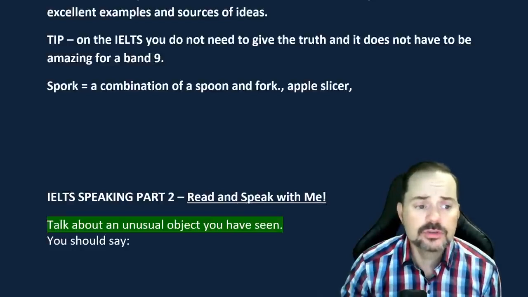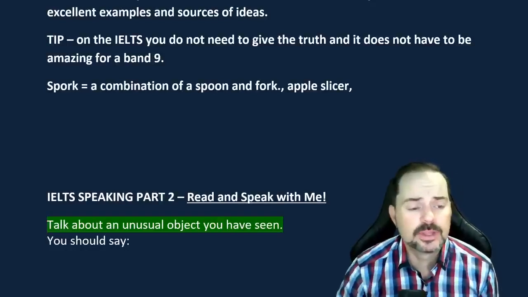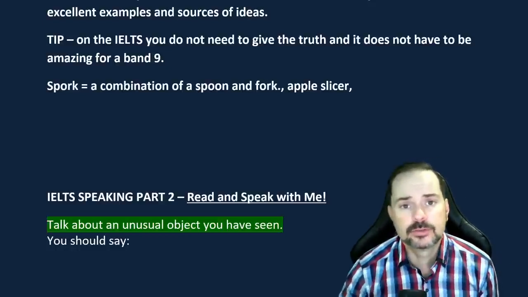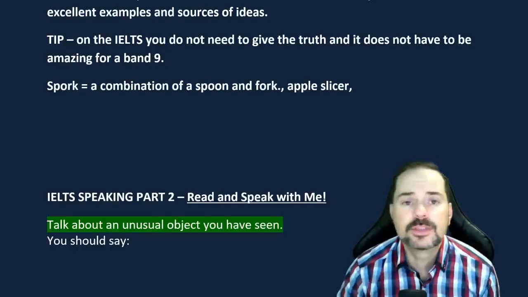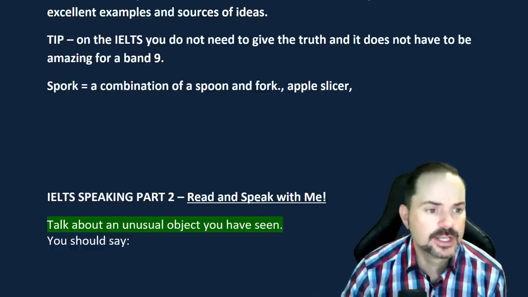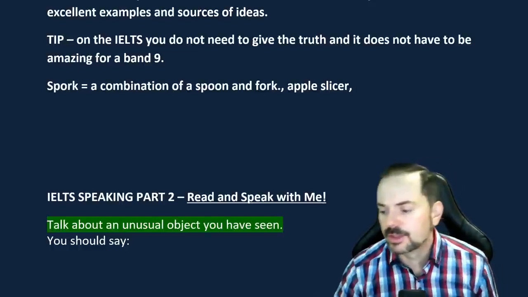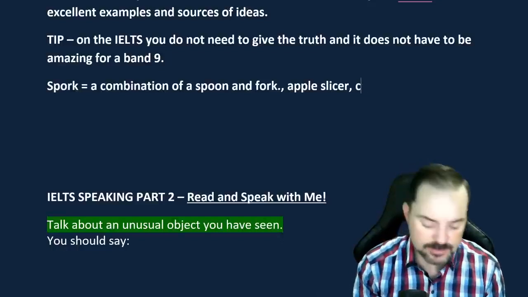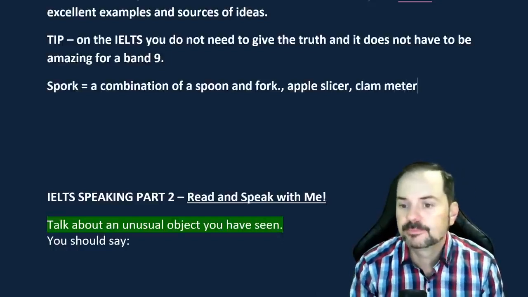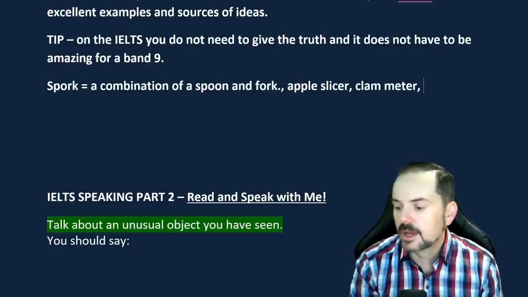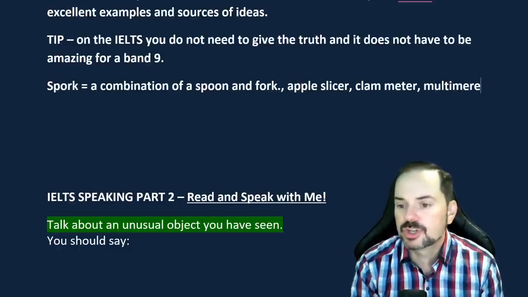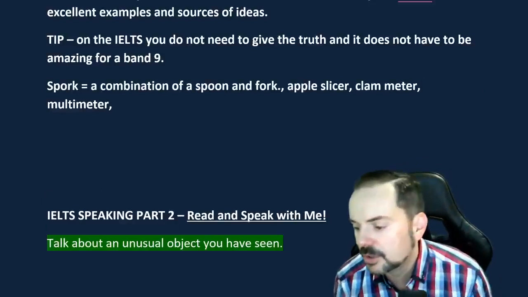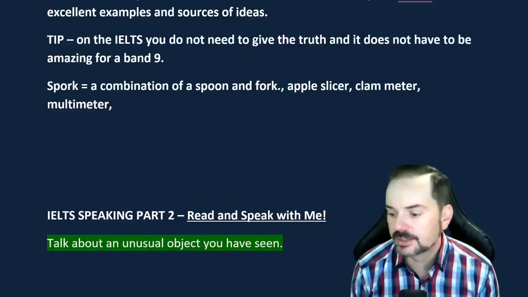Yeah, there's lots of unusual objects around us. So the last thing you want in the IELTS cue cards for part 2 is to think negative, like I can't come up with any ideas. You never ever want to think that way. I have no idea, Baljeet, what a clamp meter is, but I will put it up here. Okay. Rajveer says a multimeter. Sure. Yeah, that could be a good unusual object.